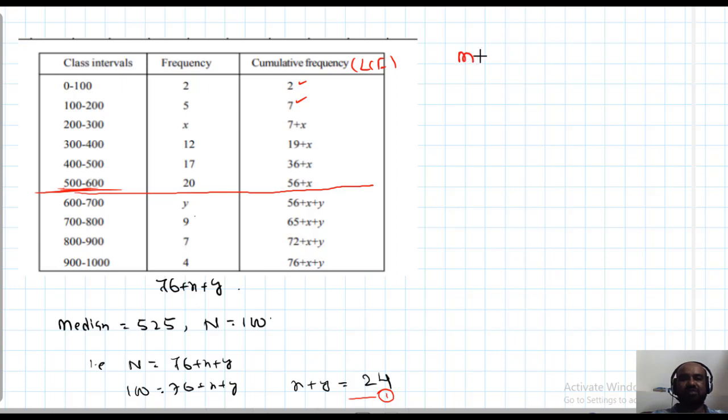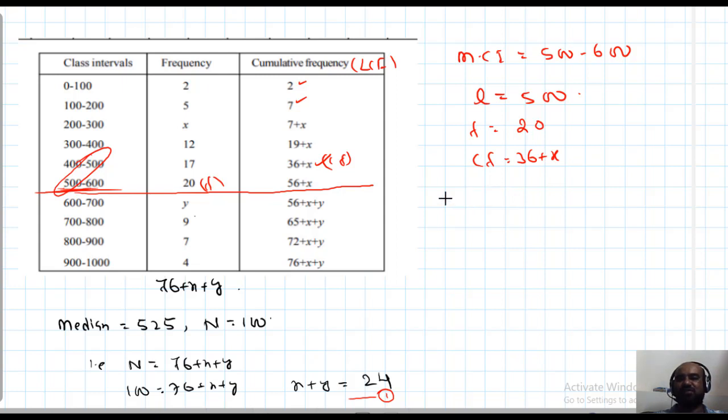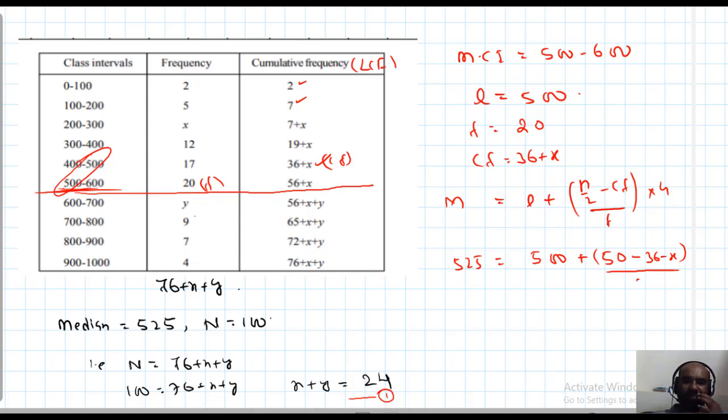Okay, I will write. The median class interval becomes what? 500 to 600. Now, to use that formula, you need to find the lower boundary, 500. F, the frequency of the median class, is 20. CF, the cumulative frequency preceding the median class, is 36 plus x. Now we just need to substitute in the formula. But in the examination, you need to write the formula and expand it. That is important. Median equals L plus n by 2 minus CF by F into H. In the examination, you write what L is, everything should be written. Okay, already explained, that's why I want to substitute here. 525 is equal to L, which is 500, plus n by 2, 50, minus CF, that is 36 plus x, direct step, by F, which is 20, into H, the size, 100.